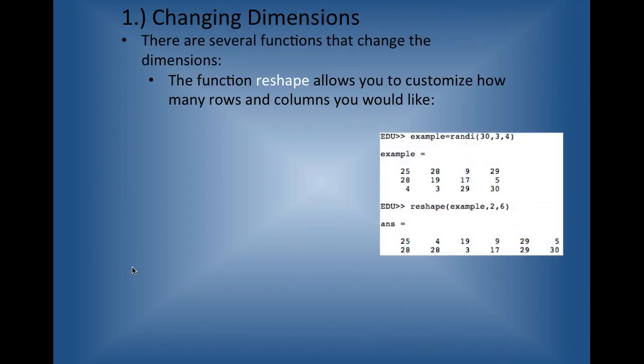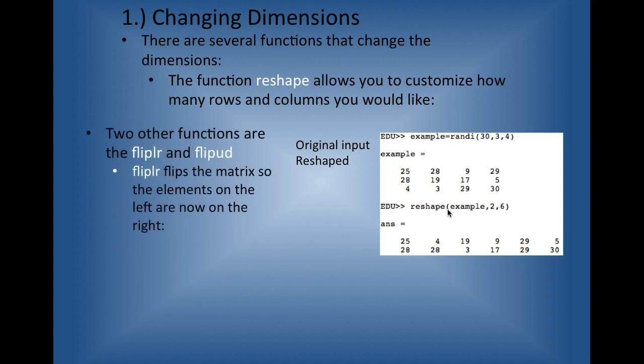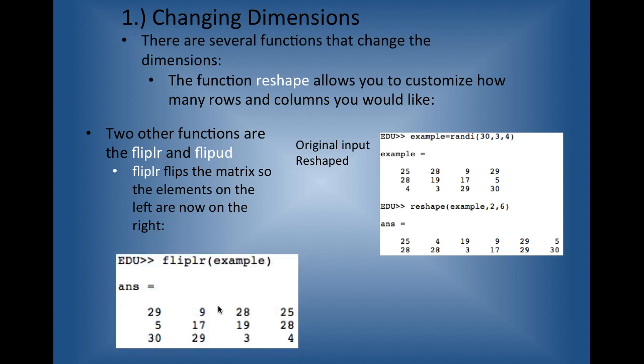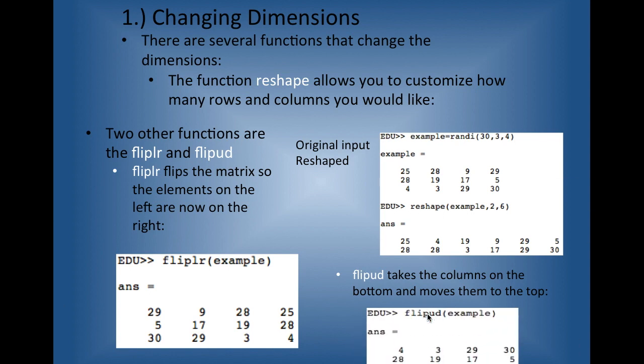Next is changing dimensions, and you can use the reshape function to basically change from a 3x4 to a 2x6, and that will change your output. And then you can use the flipLR and the flipUD. The flipLR basically takes whatever is on the left and moves it to the right, and then the flipUD basically takes whatever is on the bottom and moves it to the top, and vice versa.